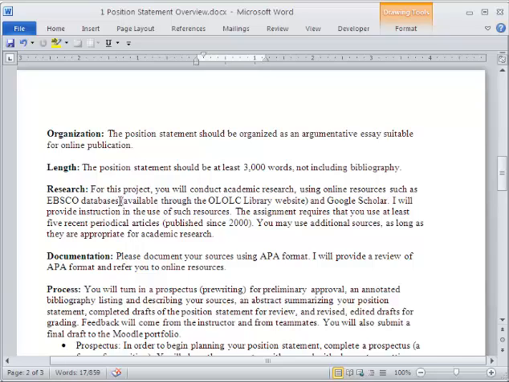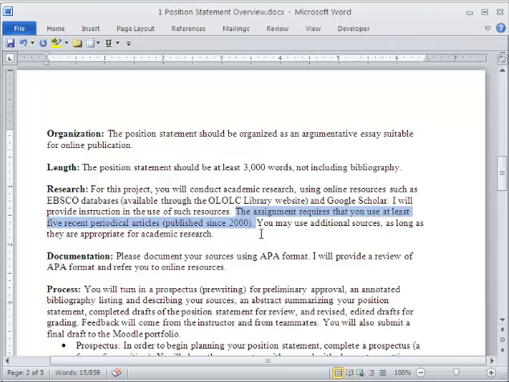Google Scholar is a special Google search engine that pulls up not just any old thing that's online, but academic articles that are online. And so I'm going to ask you to find at least 5 periodical articles that have been published since the year 2000. You can use other kinds of sources. You can use more than 5 sources. They just need to be appropriate to academic research, especially considering this is a 4,000 level class. So Wikipedia, for example, is not appropriate. It can be something you look at, but it shouldn't be a source for the paper itself, something you would quote or anything like that.